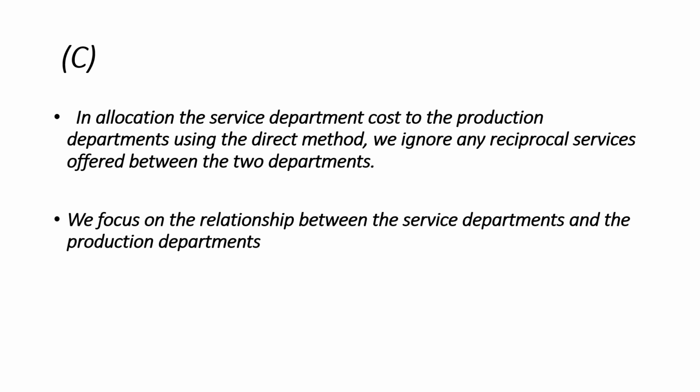Okay, here is some explanation. In allocating the service department cost to the production departments using the direct method, we ignore the reciprocal services offered between the two service departments, right? So we ignore departments 1 and 2, whether they provide a service for one another. We focus on the relationship between the service departments and the production departments. So we are only focusing on the service that the service department provides for the production department.